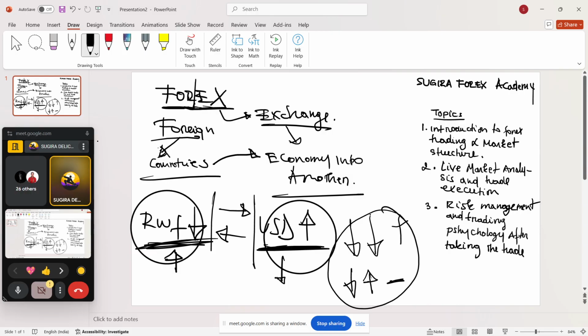In short, as forex traders, what we need to do is predict the exact direction of the market. If we have predicted that the market is going to go up, it has to go up.